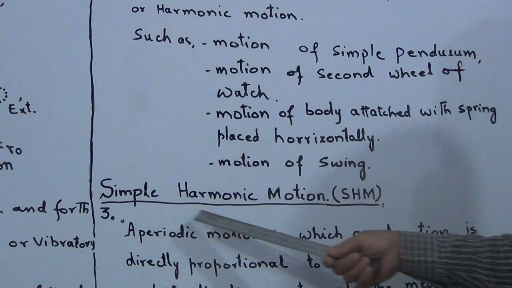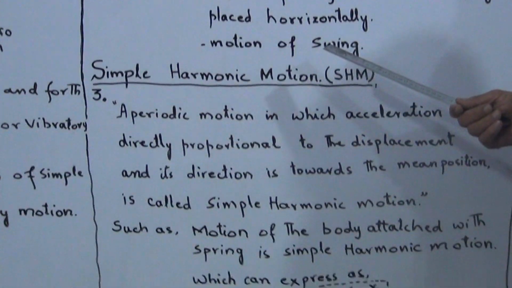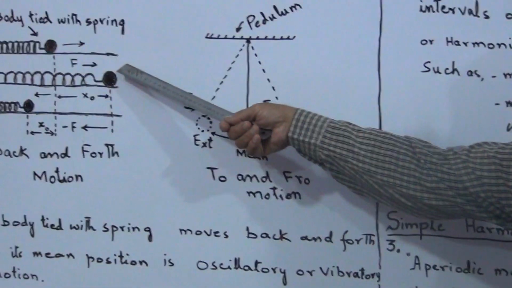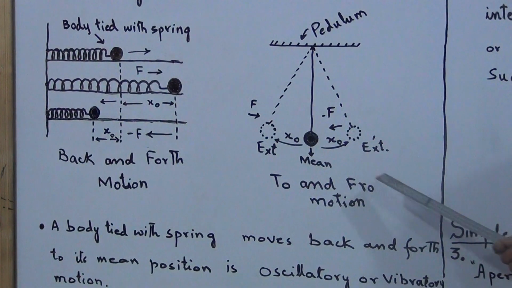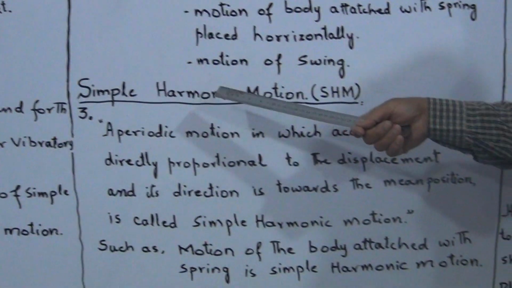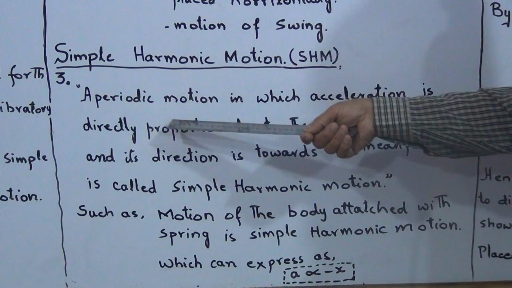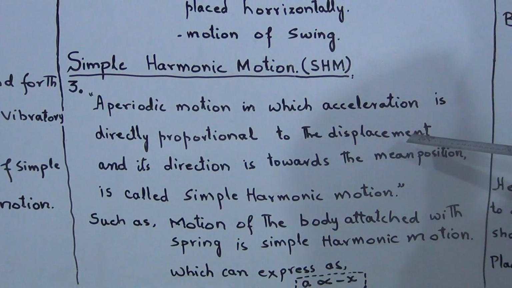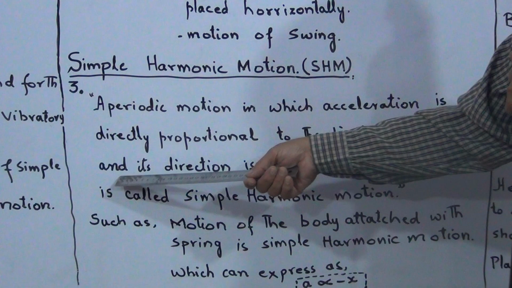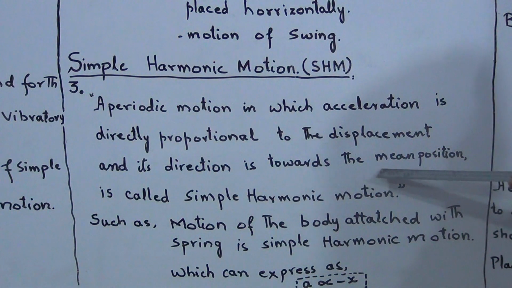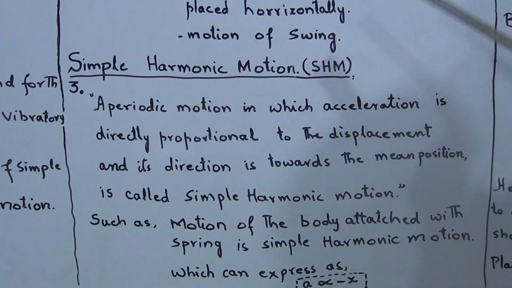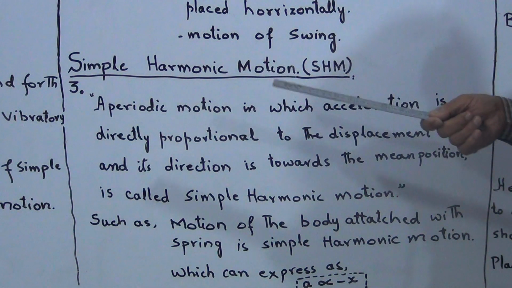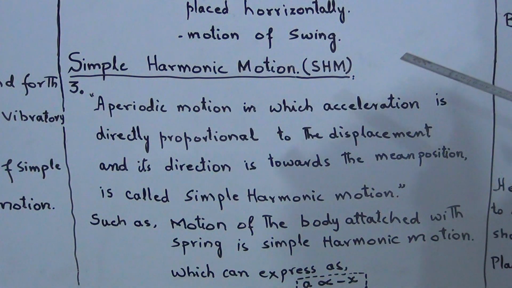Now, what is simple harmonic motion? Simple harmonic motion is a periodic motion. These motions are periodic motion, this spring as well as this pendulum. But what is simple harmonic motion? A periodic motion in which acceleration is directly proportional to the displacement, and its direction is towards the mean position. The periodic motion in which there are two conditions. The acceleration is directly proportional to the displacement.